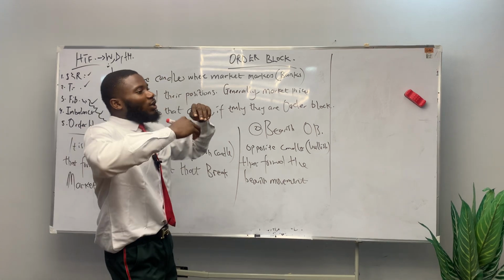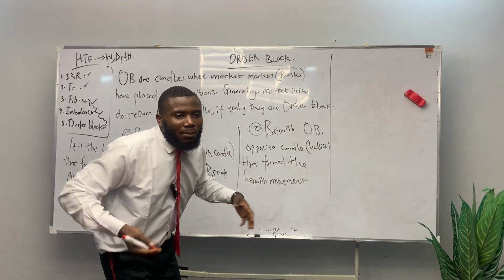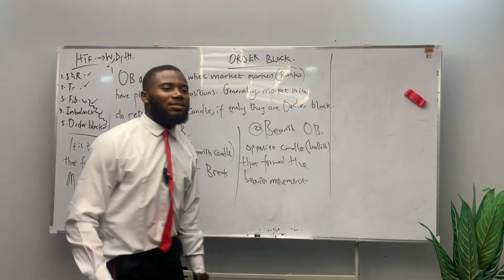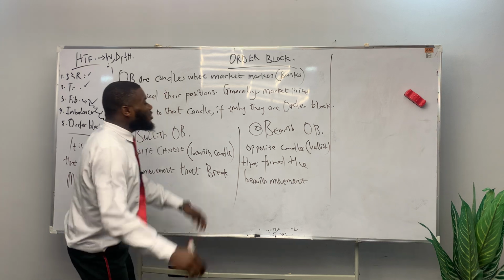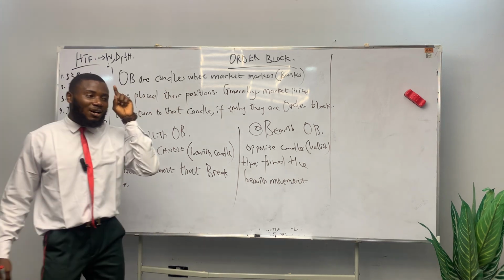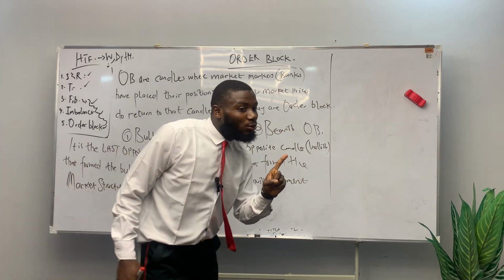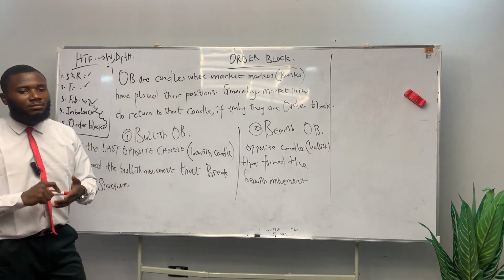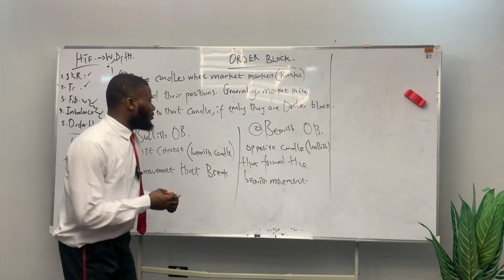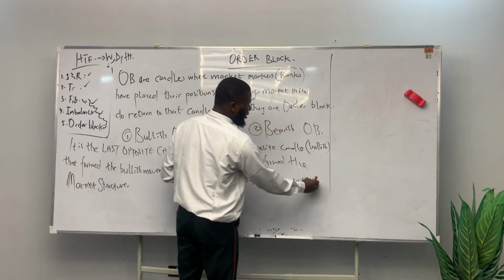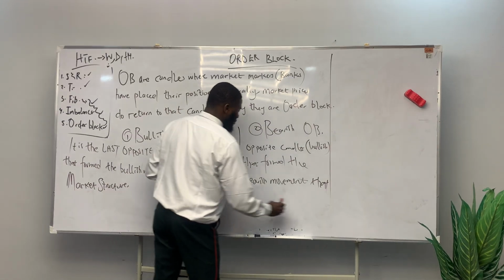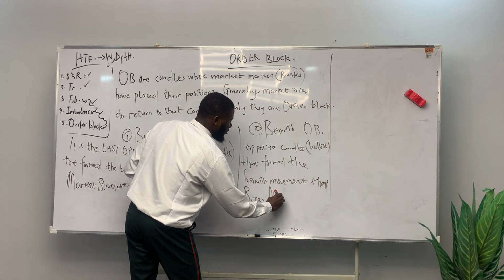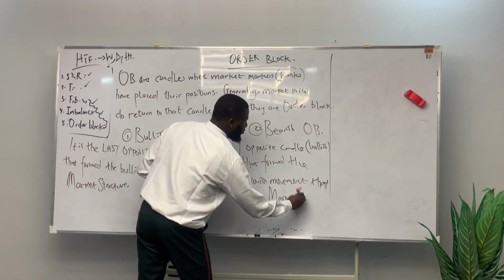Because what the market does all the time is break structure and create new highs. If it doesn't break it, that means that last opposite candle is not an OB. That is the candle that formed the bullish movement that broke market structure.